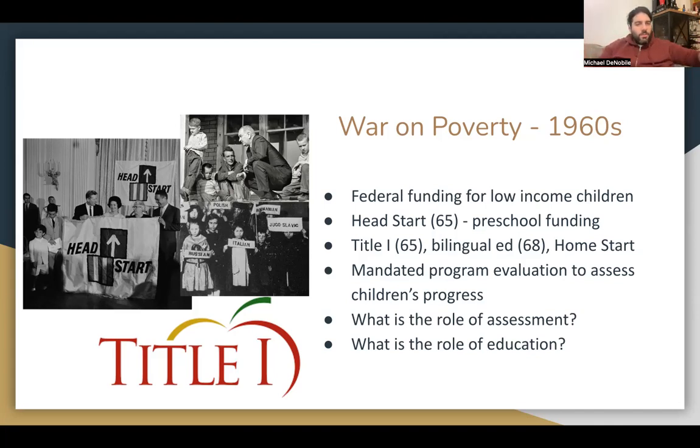So these are a lot of the programs that come out of the 1960s. They mandated program evaluation to assess children's progress. So now the role of assessment and the role of education are changing, because now, if you notice, this is about funding. We're now attaching money to these programs. And even though we had to fund programs before, this now starts changing the role of assessment, because we need to evaluate: are we spending our money wisely?